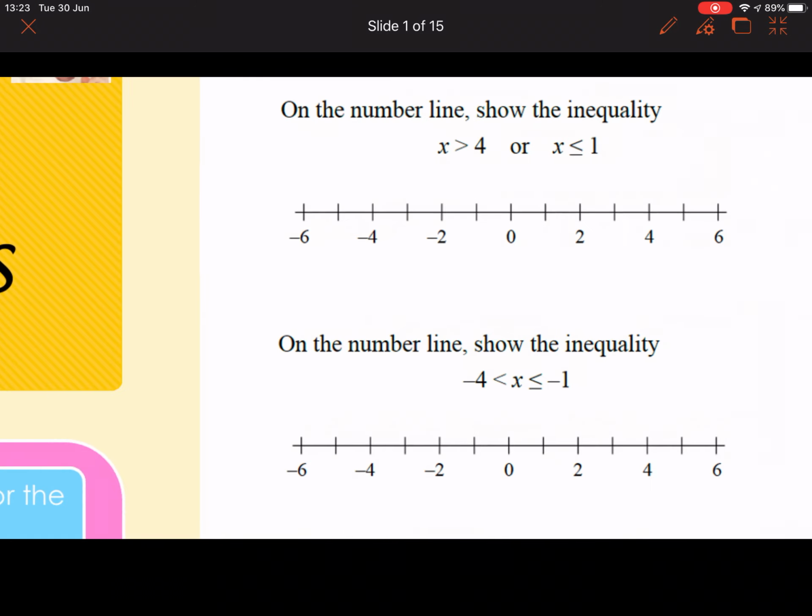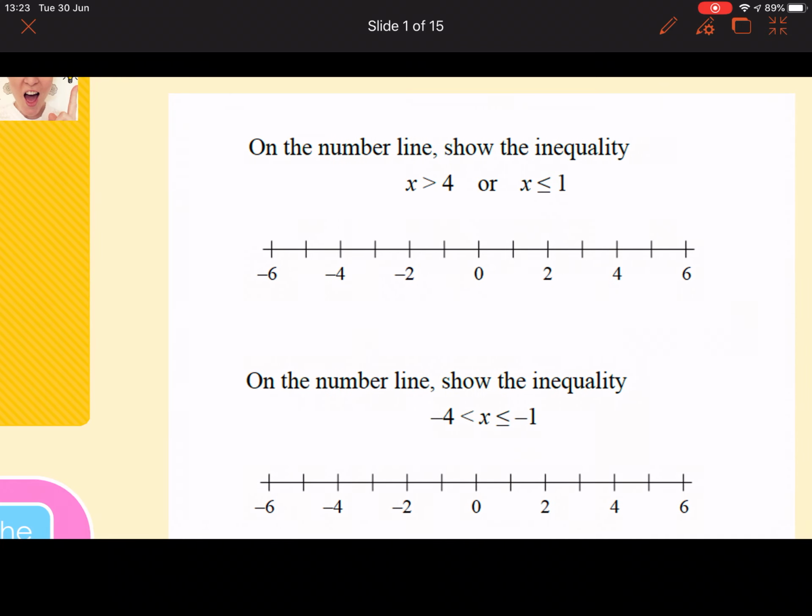Okay, let's look at these ones over here. On the number line, show the inequality x is greater than 4, or x is less than or equal to 1. So again, we've got two parts here. We've got an or. X is greater than 4. So start at 4. You think, is it going to be a closed circle, open circle? It's going to be open, and it's greater than 4, so it's going in that direction.